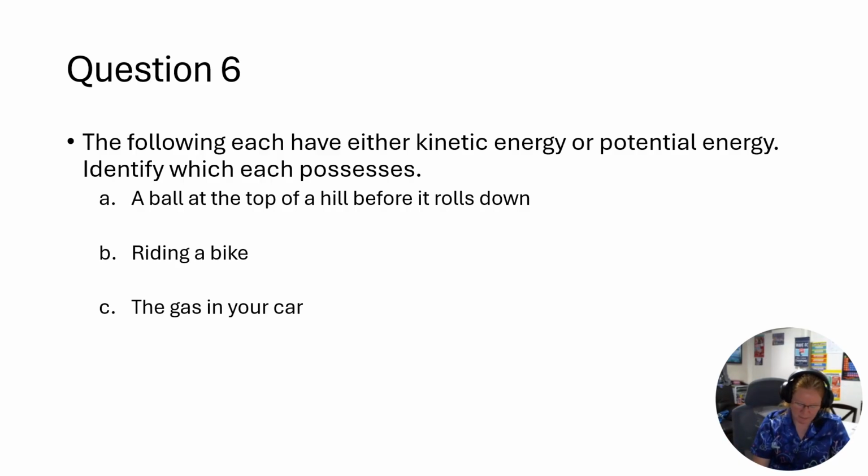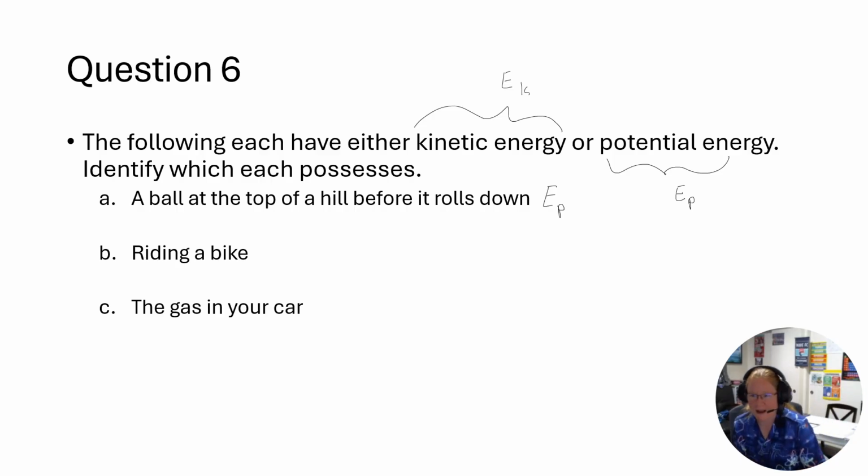All right, so I've got a ball at the top of a hill. It has not rolled down yet, right? So it's about to start rolling, but it's up here at the top of the hill, ready to roll. So it's not in motion. So it's potential energy. Okay. All right, now we're riding a bike. If we're riding a bike, are we in motion? Yes, so that's going to be kinetic energy.